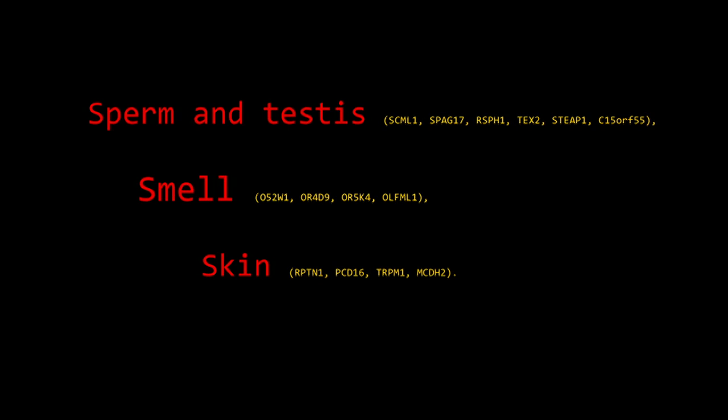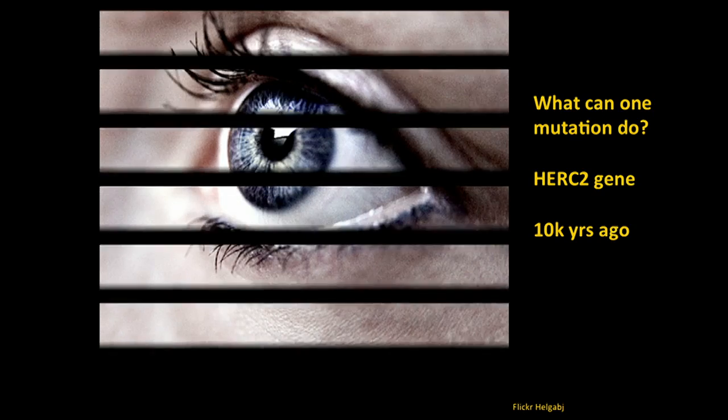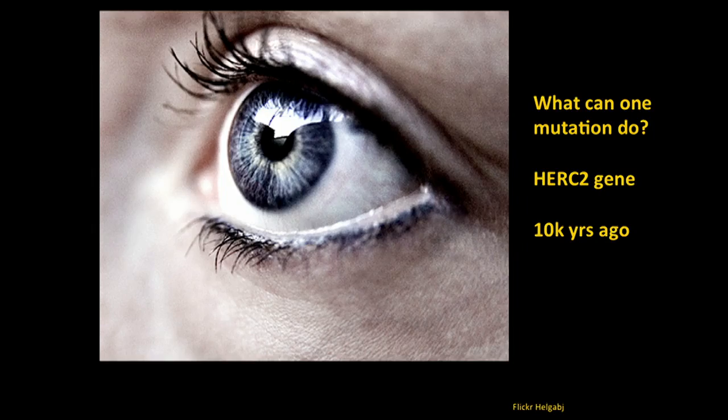But as you're thinking about this, one of the interesting things is how small these mutations are and where they take place. The difference between human and Neanderthal is sperm and testes, smell, and skin, and those are the specific genes that differ from one to the other. So very small changes can have a big impact. And we're continuing to mutate. About 10,000 years ago, by the Black Sea, we had one mutation in one gene which led to blue eyes. And this is continuing and continuing and continuing.